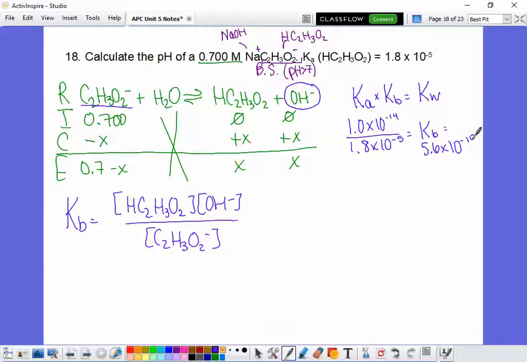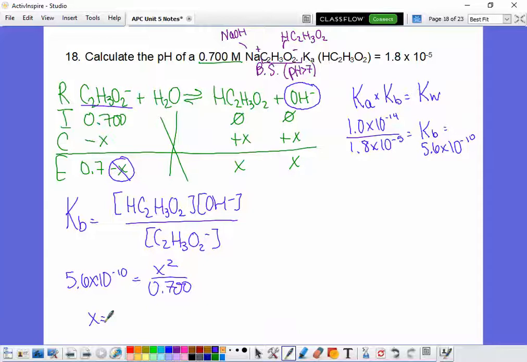And we're going to use that Kb to compare it to the initial concentration to figure out if that minus x is negligible. And is it? Yes. So 5.6 times 10 to the negative 10 equals x squared over 0.7 molar. So now you can solve for x.